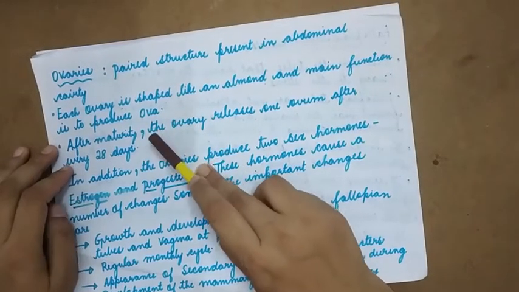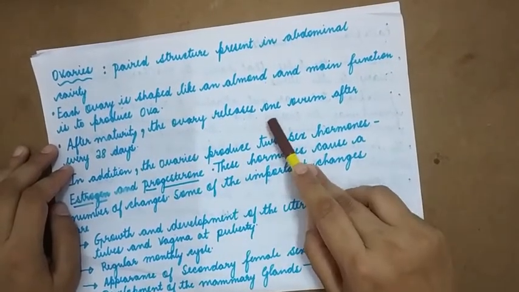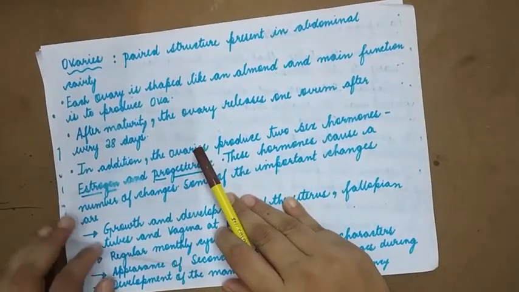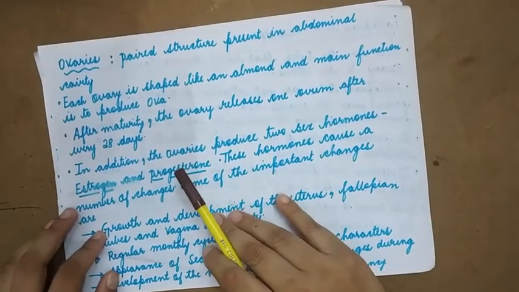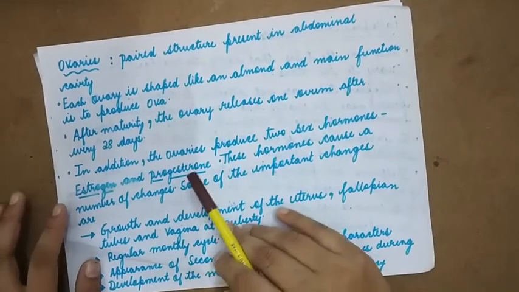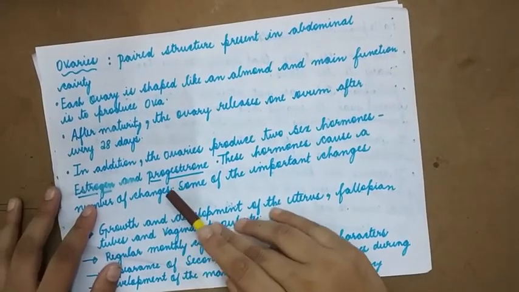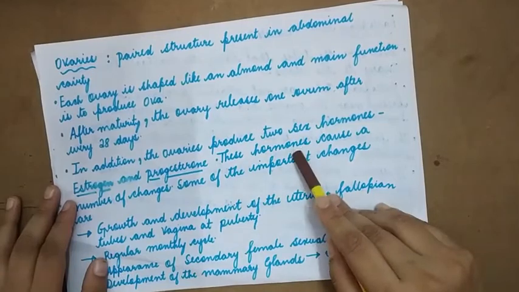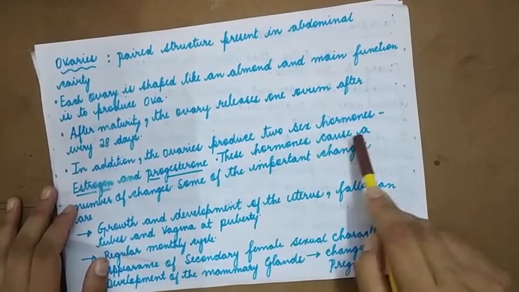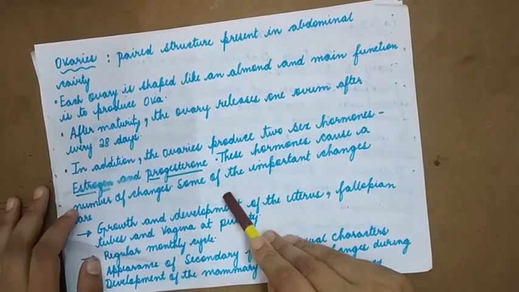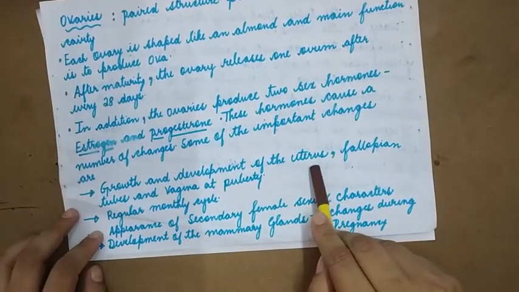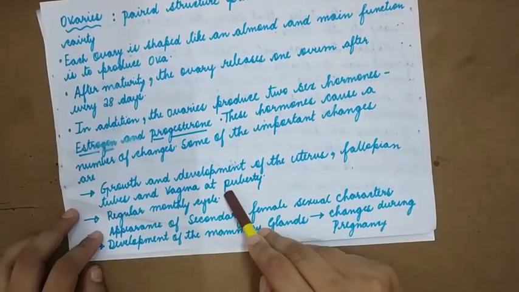Ova means egg. After maturity, the ovary releases one ovum after every 28 days. See, the egg is released once in every 28 days. It is not that the egg is being released every day. In addition, the ovaries produce two sex hormones, estrogen and progesterone. These hormones cause a number of changes. Some of the important changes are growth and development of the uterus, fallopian tubes and vagina at puberty.